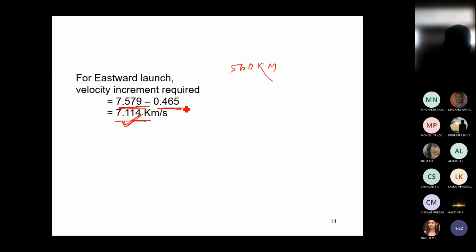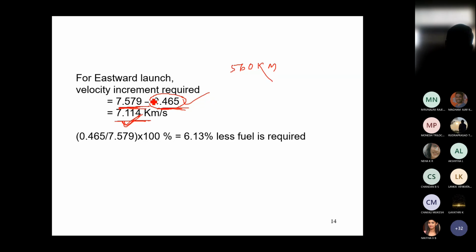So then we can calculate how much fuel we are saving. This amount is actually the velocity which the satellite is gaining from the rotation of the Earth. So this amount divided by this value, 7.579, into 100, comes to 6.13%. So this much amount of fuel we are saving.